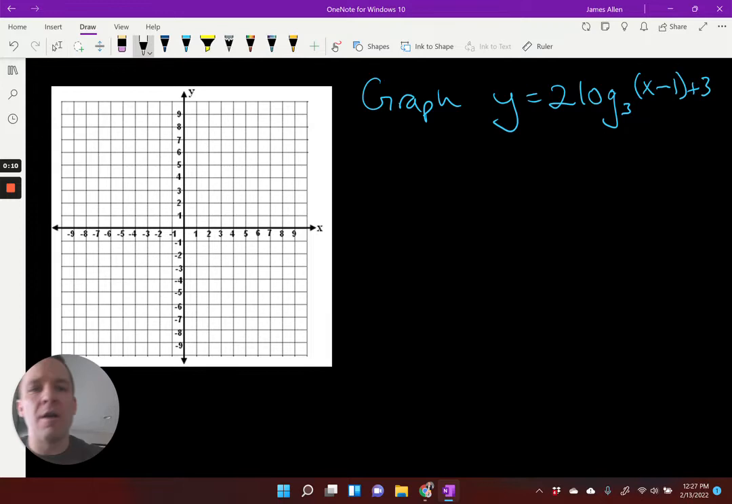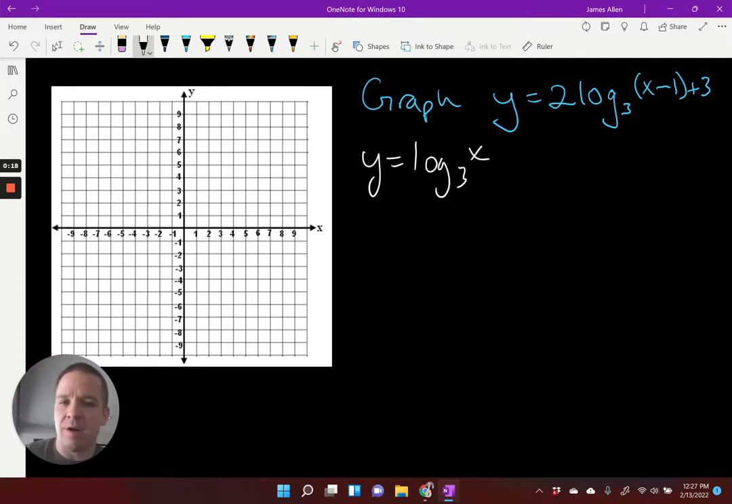Let's get rolling here. First thing I like to do, I want to write down my parent function. So I'm going to have y equals log base 3 of x for this one. Log base 3 this time. Now, I'm going to go ahead and write the exponential form of that, which is going to help me evaluate with my backwards looking t-chart. Well, it still looks the same.